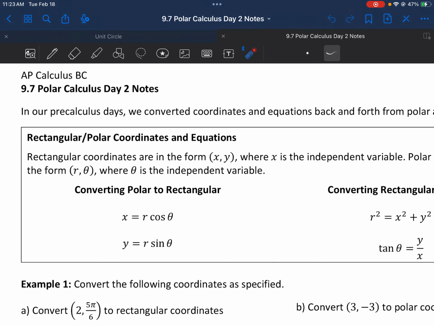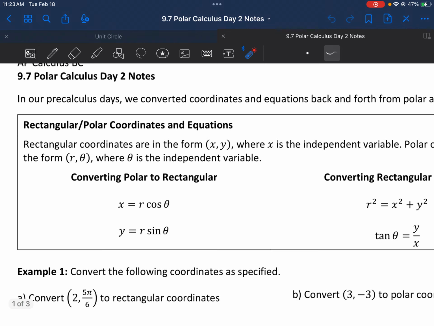So in pre-cal, whether you took AP pre-cal or accelerated pre-cal, you should have some experience converting between rectangular and polar coordinates. Let's say that you have polar coordinates r and theta. If you want to convert from r and theta into rectangular coordinates x and y, we would use these two equations right here, where the x coordinate would be r times the cosine of theta, and the y coordinate would be r times the sine of theta.